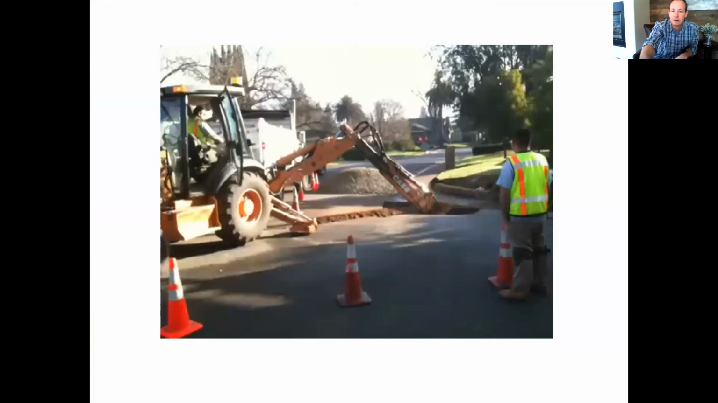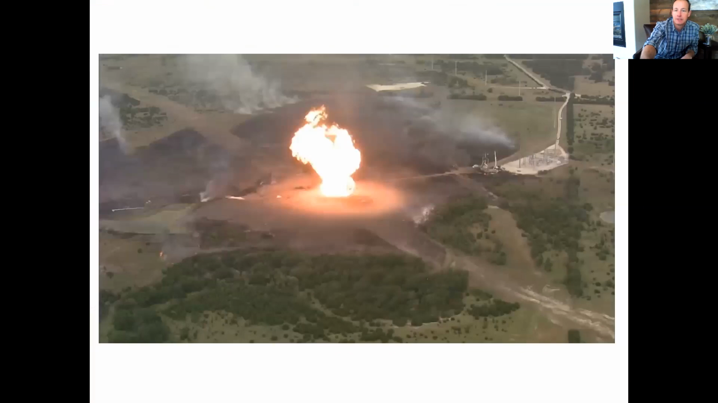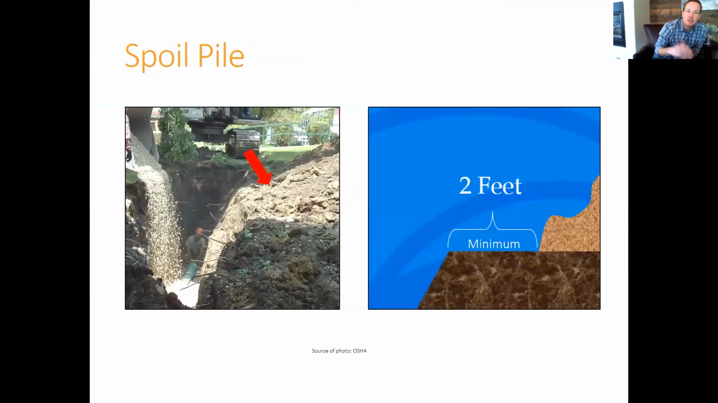This is a video of a water line that was hit. This is a water line that was hit, and this is a huge gas line that was hit. So I want you to watch those so that you can see the power of these things. I've mentioned the spoils pile.